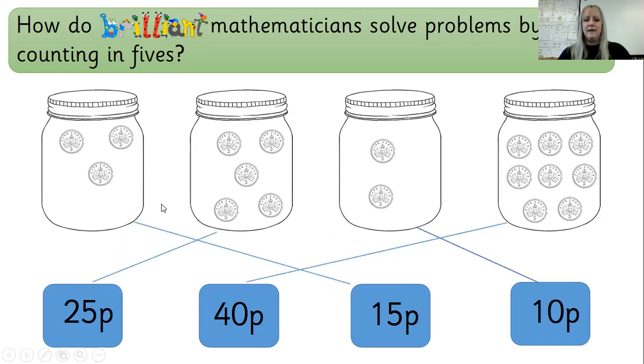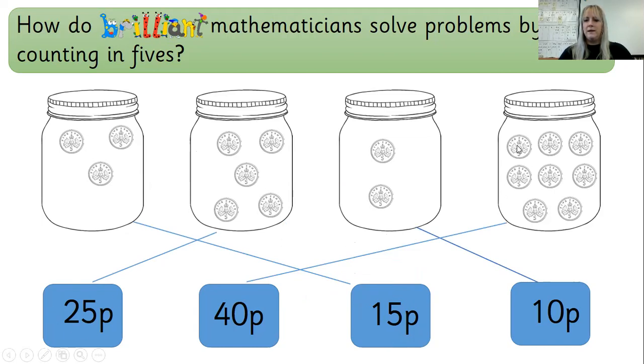Fantastic. Hopefully now we've got it right. Let's count together. In this jar I've got 5, 10, 15p. And I can see my line goes all the way down to 15p. Brilliant. That one's much better now. In here, I've got 5, 10, 15, 20, 25. I've got 25p. That's much better as well.